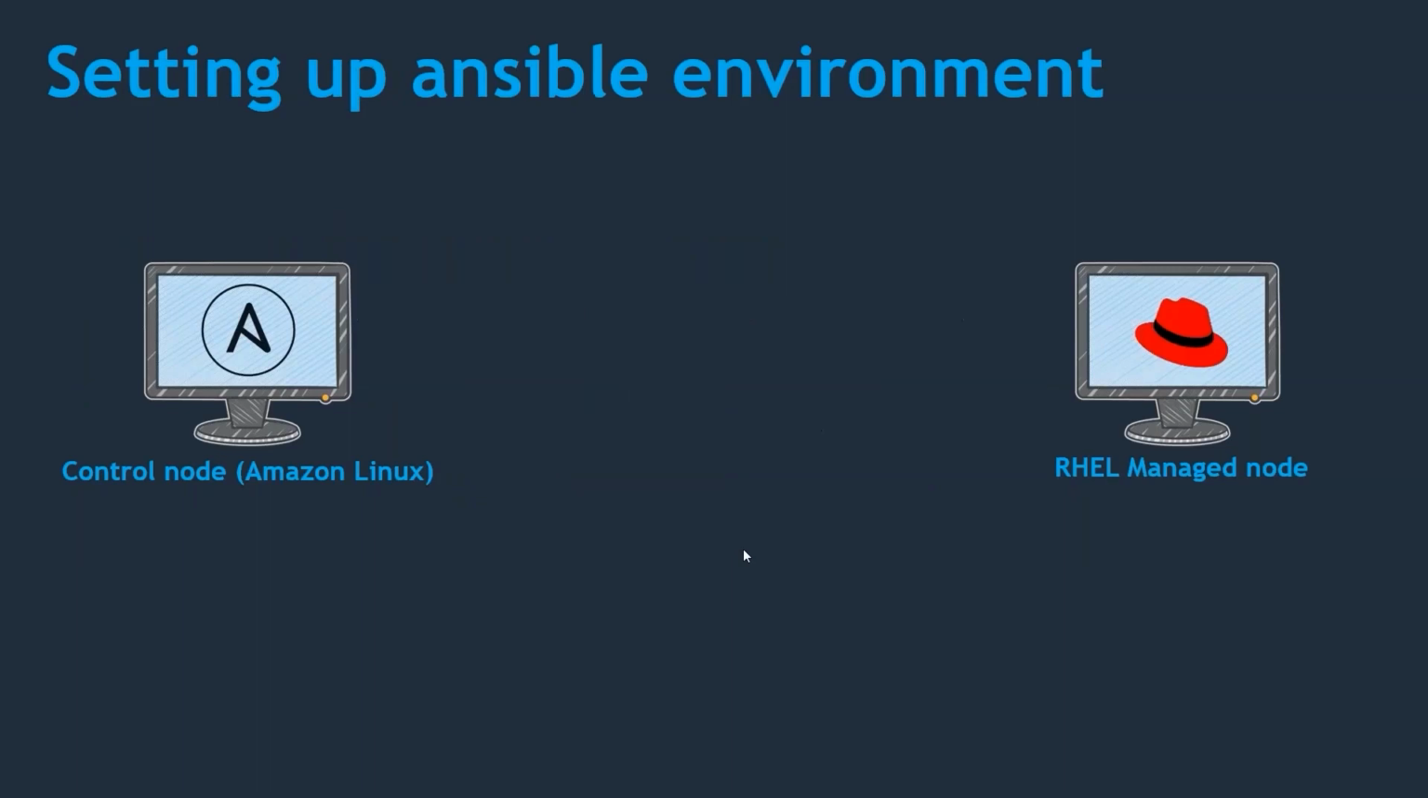Next, so far the setup has been done something like this. We have the control node and the RHEL node. We have enabled the connection, so the control node can log into RHEL without any password, right?